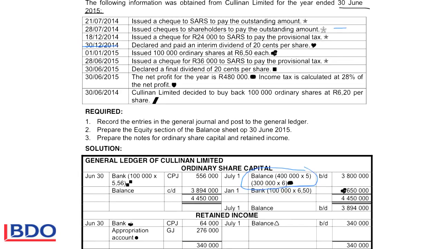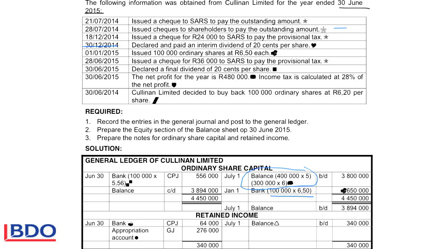Declare a final dividend of 20 cents per share. Now, if we look at the date for the final dividend, it's on the 30th of June. If we look at our ordinary share capital account, the additional shares were issued before that date, so it means that we've got 400 plus 300 plus 100, 800,000 shares on which 20 cents per share will be paid. So in my ordinary share dividends account, I will take the 800,000, multiply it with the 20 cents, and show that the expense increased with 160,000.